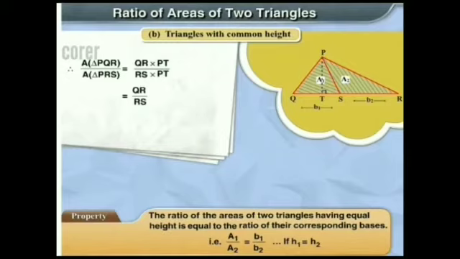So our property states that the ratio of the areas of two triangles having equal height is equal to the ratio of their corresponding bases. That is, A1 upon A2 is equal to B1 upon B2 if H1 is equal to H2.